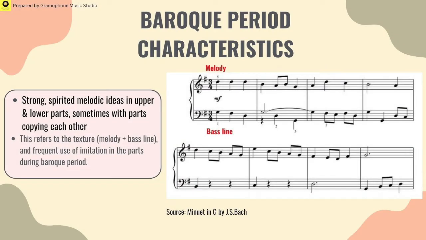The Baroque period usually has the texture of contrapuntal or polyphonic, which refers to the melody and the bass line. The frequent use of imitation in the parts is also commonly encountered. Here we can see an example of Minuet in G by J.S. Bach, which has a melody and an independent bass line.